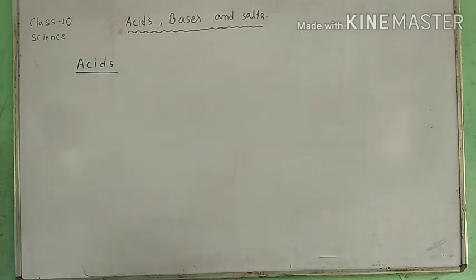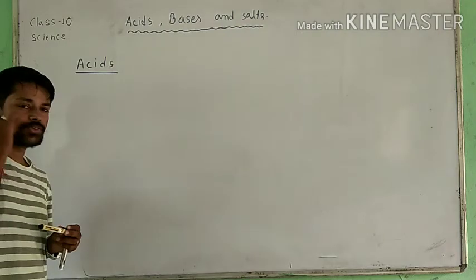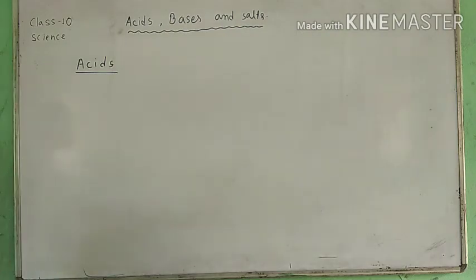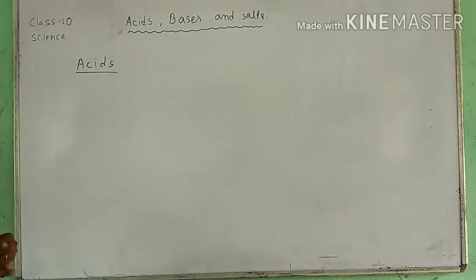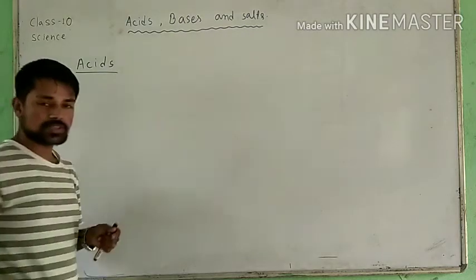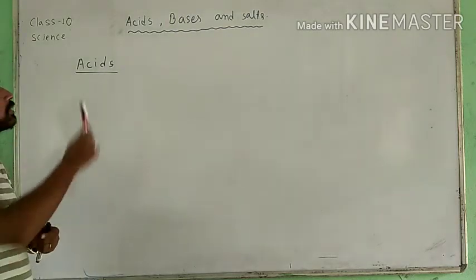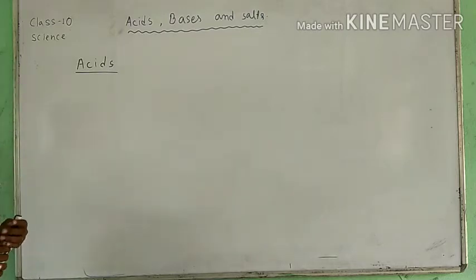In general, the substances which we eat that are sour in taste are acids. The substances which are sour in taste contain acid in them. And in case of bases, the substances which are bitter in taste are known as bases. Okay. So let us write what is an acid first.